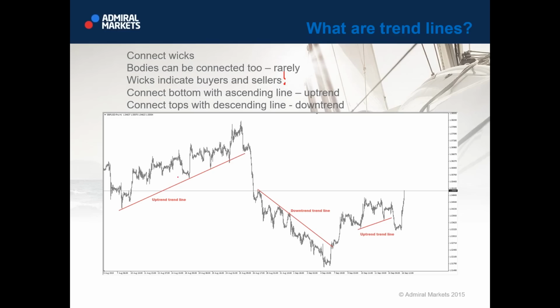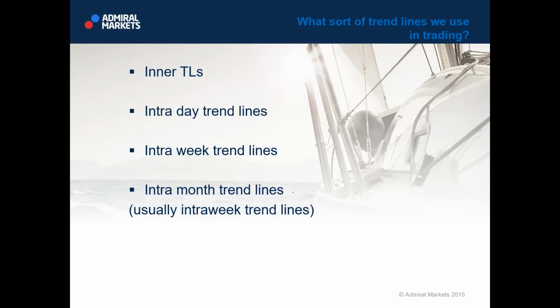Connect bottoms with ascending line. Connect tops with descending line. Okay? So we are talking about uptrend and downtrend. Sideways movement, simple. You just need to draw two parallel lines. Uptrend is ascending line touching the bottom of the price. Downtrend is descending trend line touching the peaks of the price. And when you have, let's say, sideways movement, then you just need to draw two parallel lines.